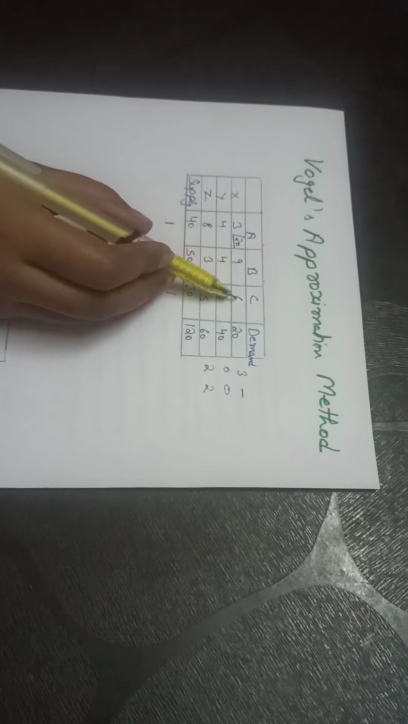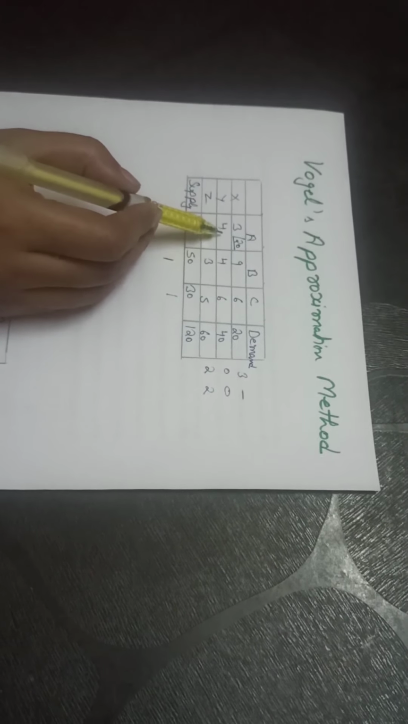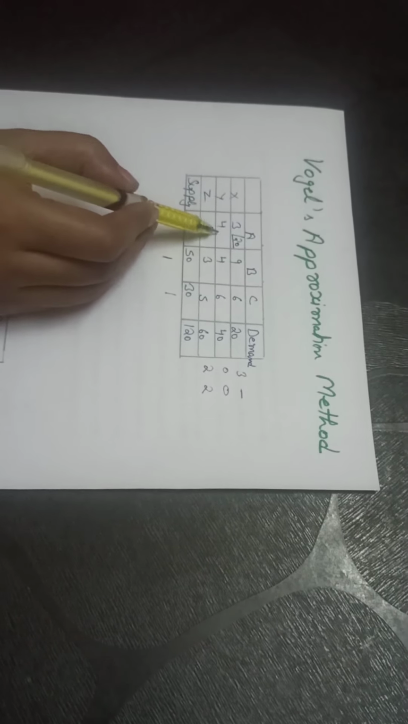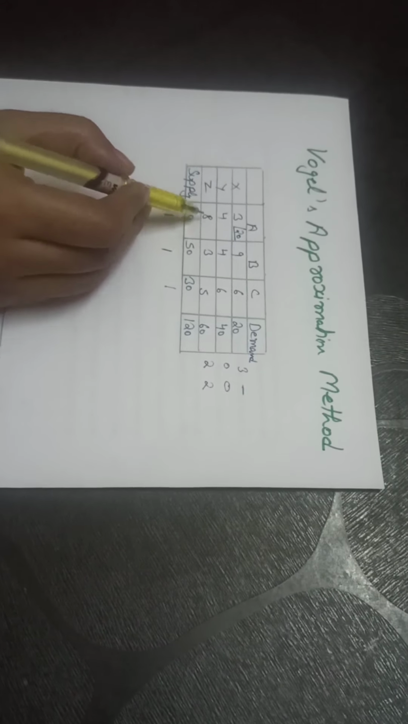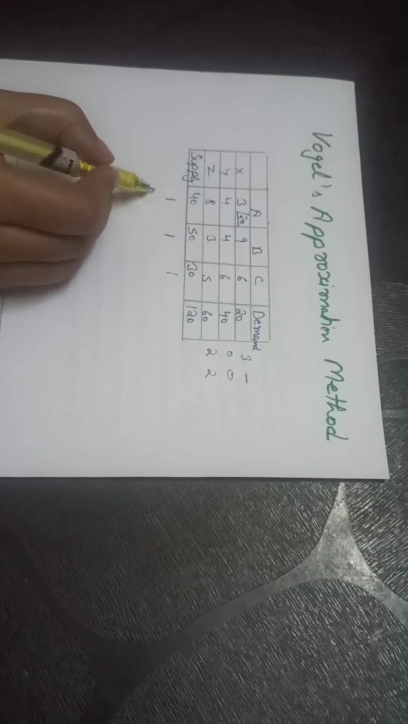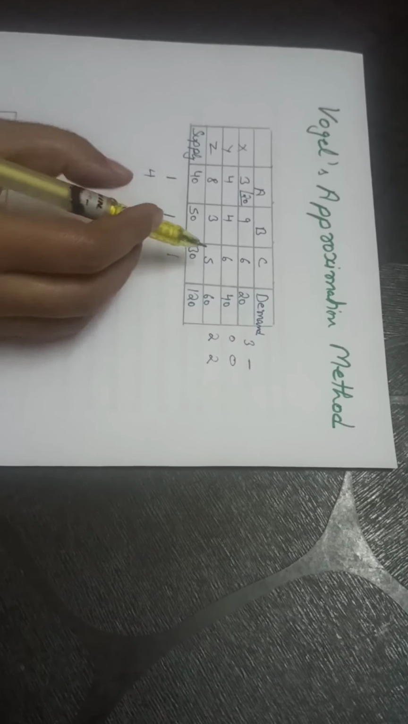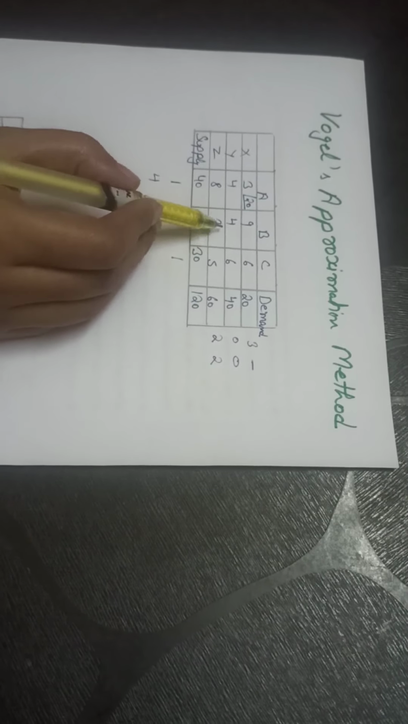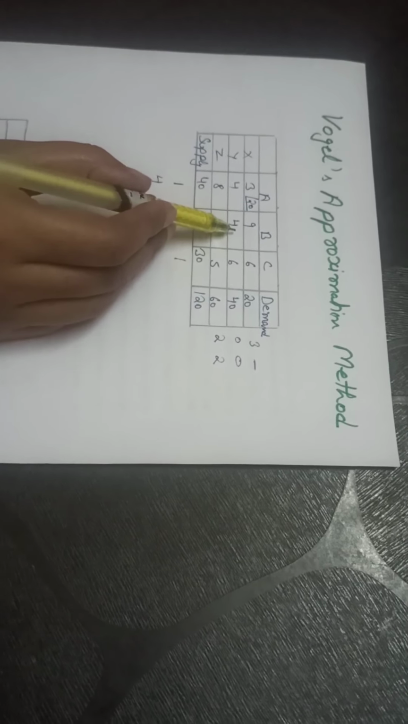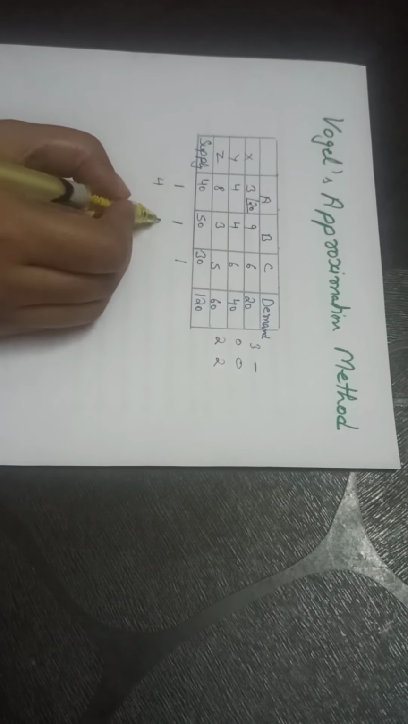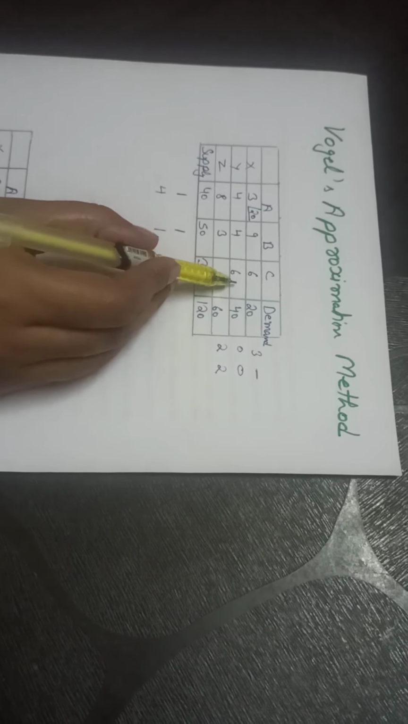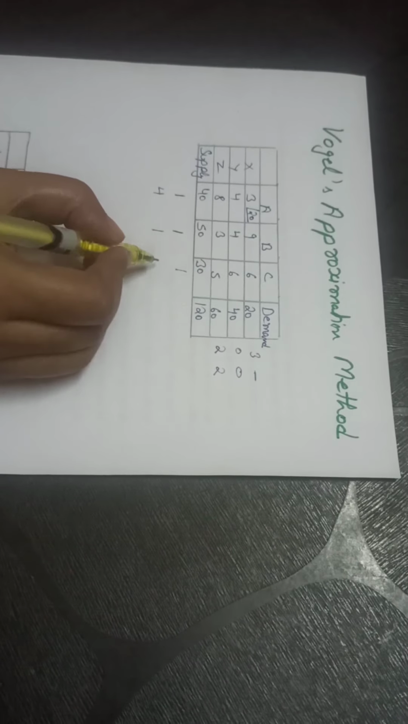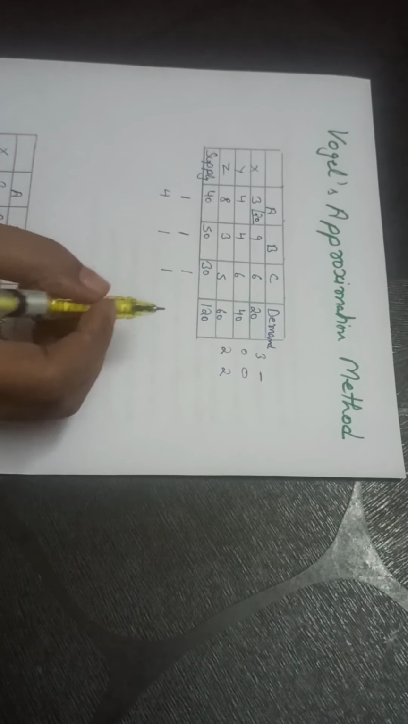Here we can see this row has been fully satisfied. So we will check the least cost in two cells only, 4 and 8. Our first least cost is 4 and the second least cost is 8. 8 minus 4 is equal to 4. Here the least cost is 3 and the second least cost is 4. 4 minus 3 is equal to 1. Here the least cost is 5, the second least cost is 6. 6 minus 5 is equal to 1.